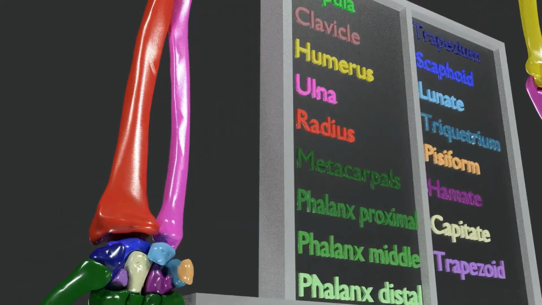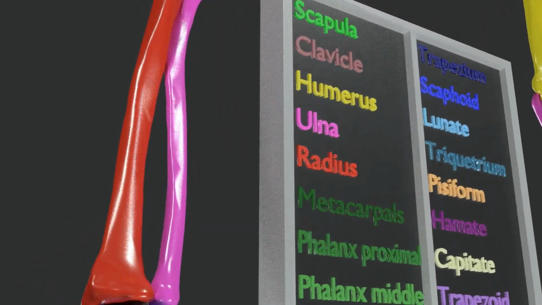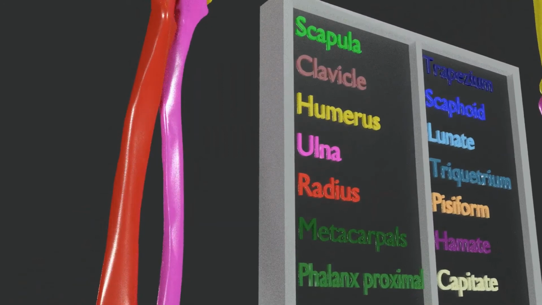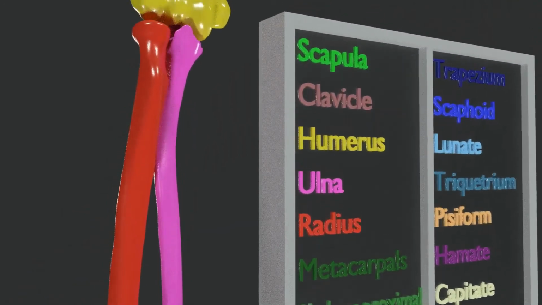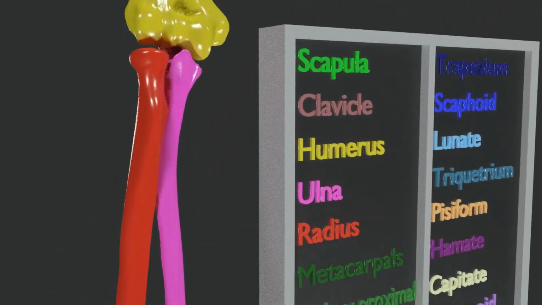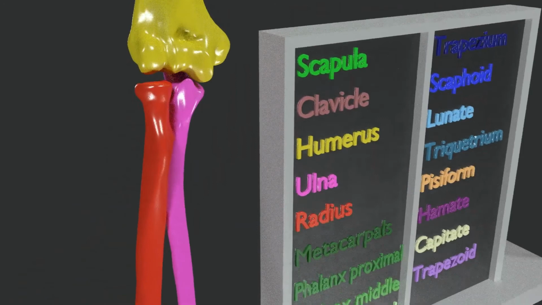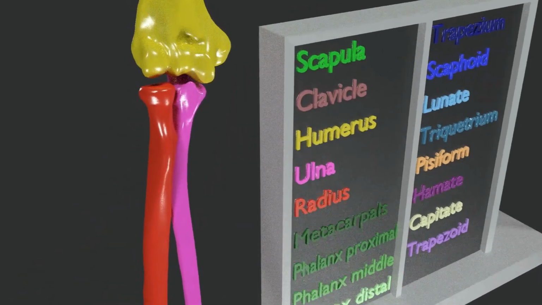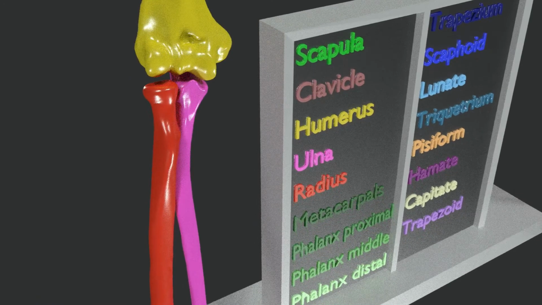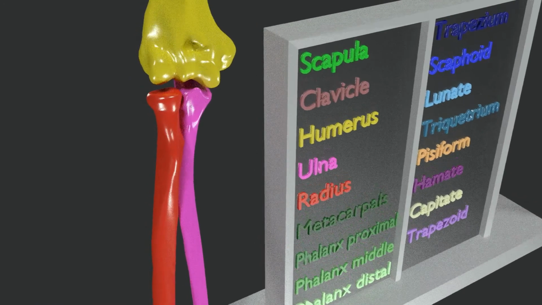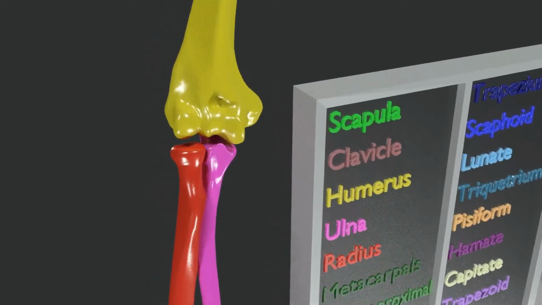The ulna is shown in purple and it is the medial and the longer bone of the two bones of the forearm. The radius in red is the shorter and lateral bone of forearm. The ulna and radius articulation sites are the elbow joint, interosseous membrane, proximal radioulnar joint and distal radioulnar joint. Colles fracture, that is fracture of distal end of the radius, is the most common fracture of forearm.